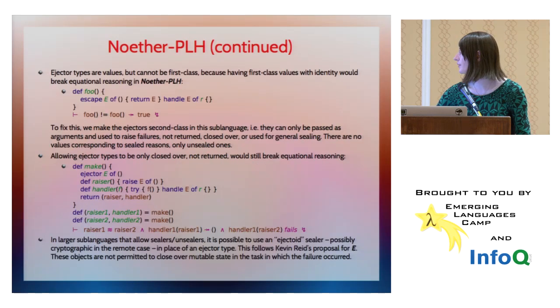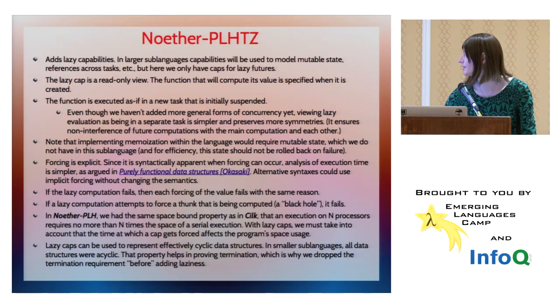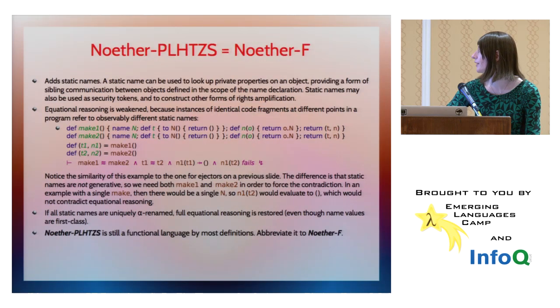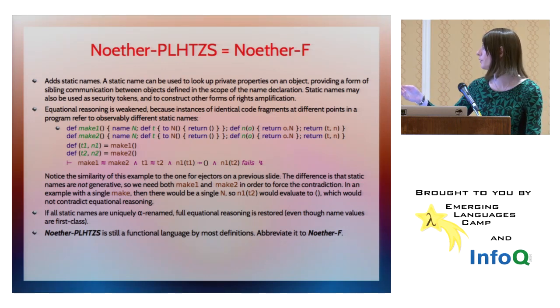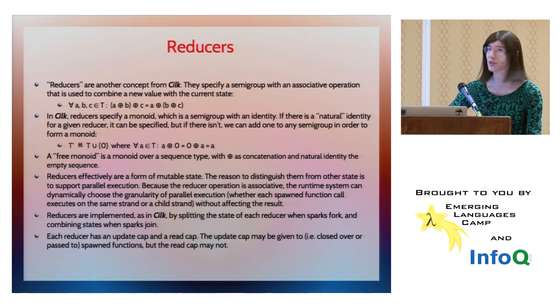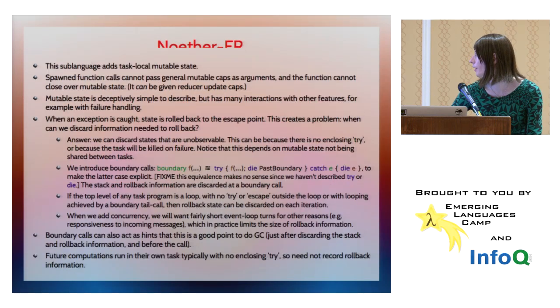We're not going to have time for this. Sorry, we need to wrap up. So you then add true incompleteness next, and then you add laziness, and then static names, which are like nonces in Oz, if you know what that is. And then you add reducers, which are a weaker form of state, so they're easier to reason about than full mutable state. And then we add full state.